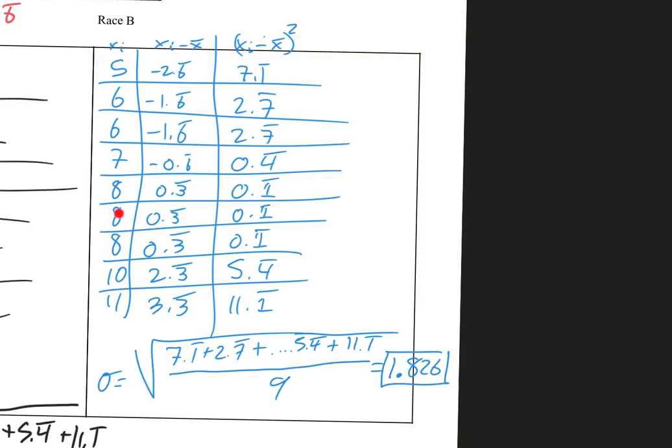All right, so I listed all my terms. I took each term and subtracted the mean that we got on the previous page. Then I took all these numbers and I squared them, and then we added them all up and divided by 9, and then took the square root of that, and that gave me the standard deviation of 1.826. So fun, right? Okay, let's go to the next page.